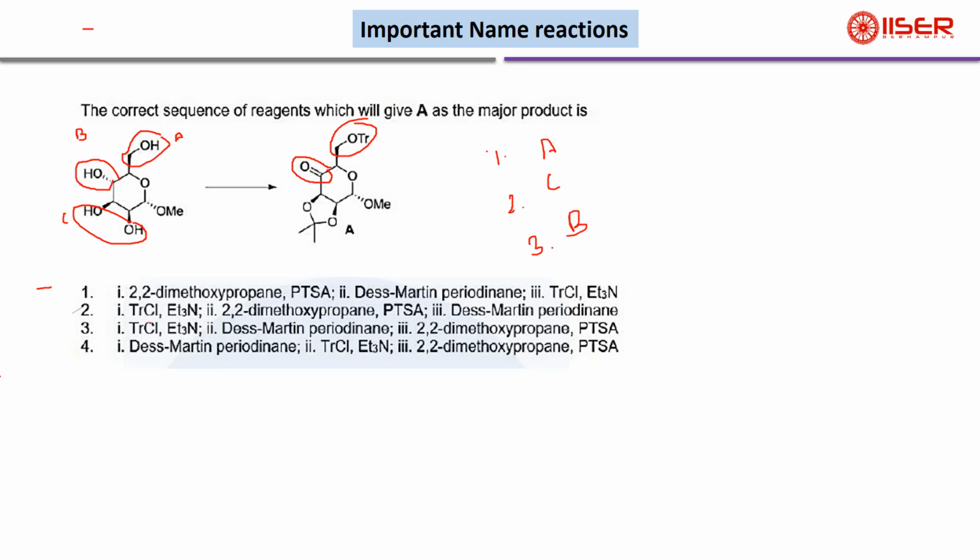So if you want to protect, TrCl will be needed. So in the first step TrCl, so options will be between 2 and 3. In the second step we want to protect these 2 syn OH. For this we need 2,2-dimethoxypropane. And if you use Dess-Martin periodinane, it will oxidize the OH group to ketone. So the correct option is option 2.